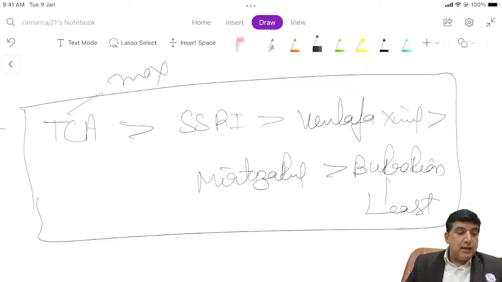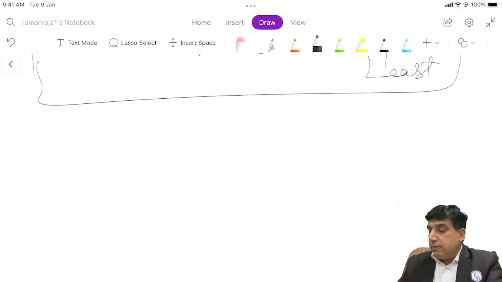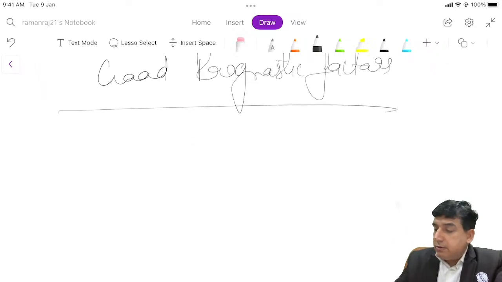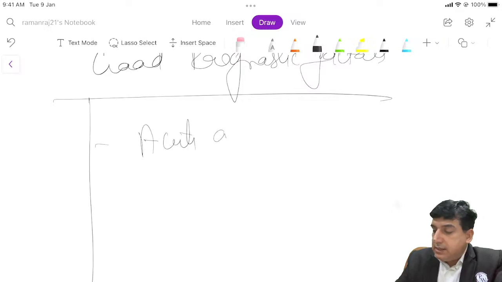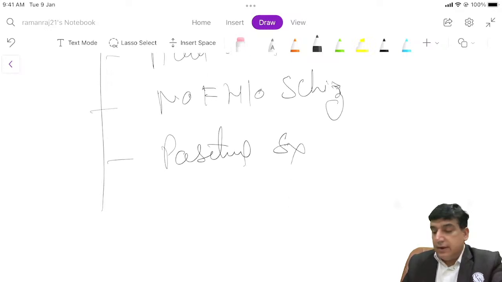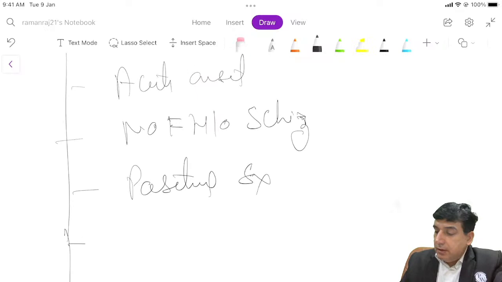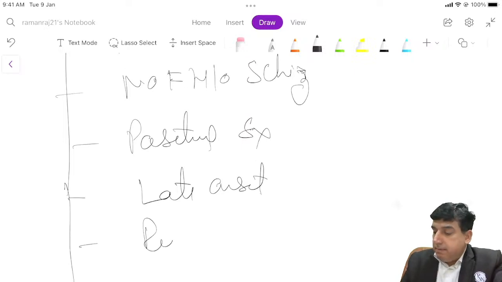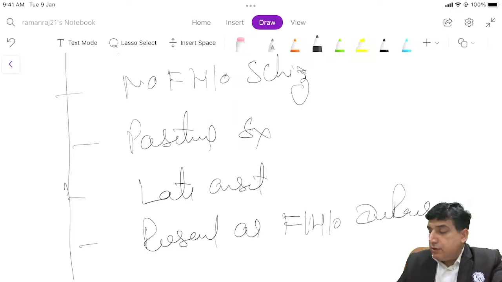In a patient with schizophrenia, all of the following are good prognostic factors except. So we have good prognostic factors and we have poor prognostic factors. Good prognostic factors are: acute onset is a good prognostic factor. Okay, no family history of schizophrenia is a good prognostic factor. Positive symptoms like delusions and hallucinations are a good prognostic factor. Okay, late onset is a good prognostic factor. Okay, personal or family history of depression or mood disorder is a good prognostic factor.